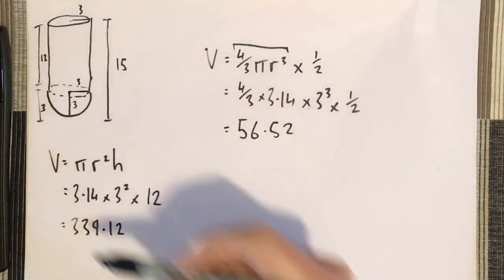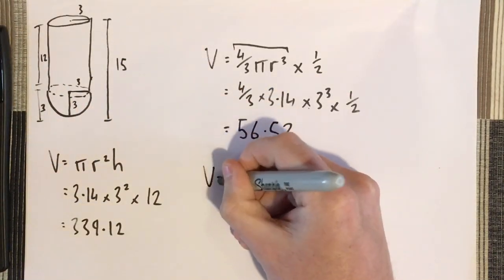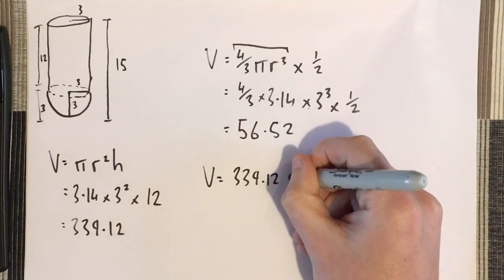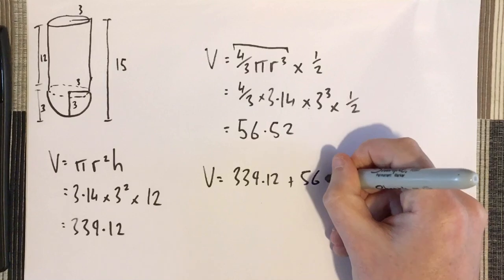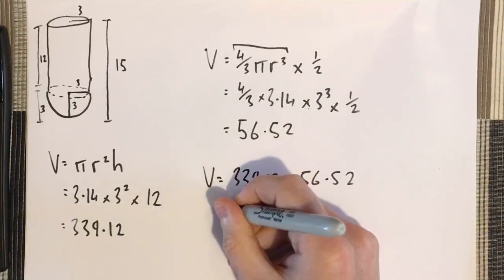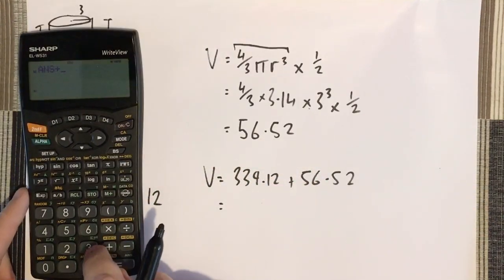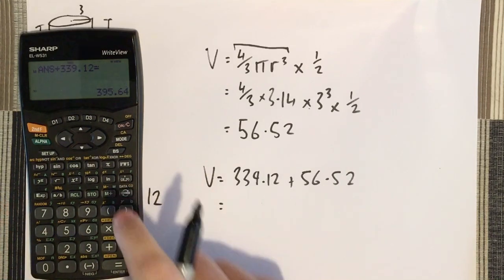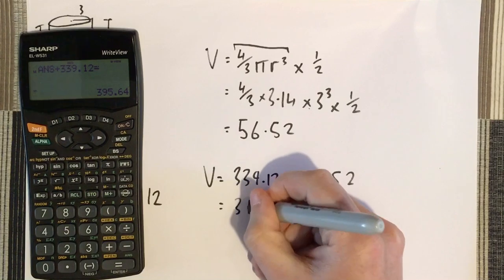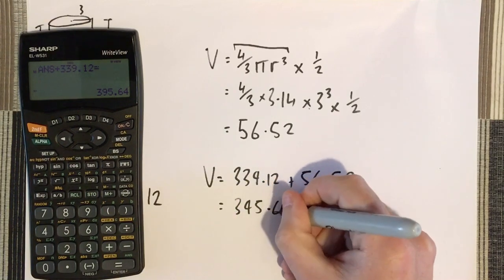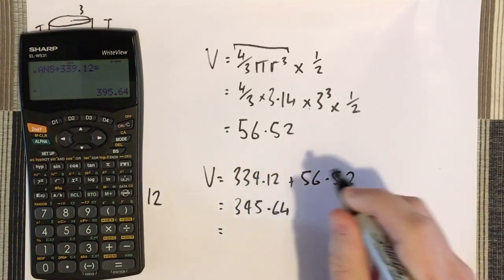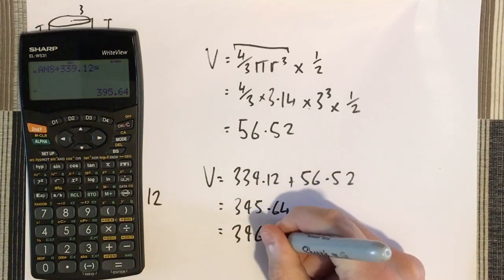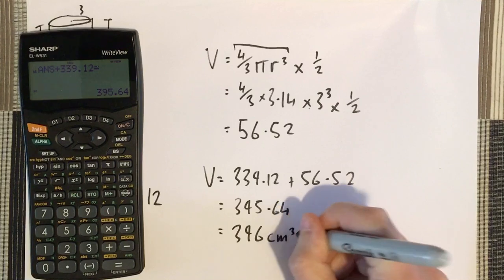The volume of the overall shape then is just the cylinder, 339.12, plus the hemisphere, 56.52. That is 395.64. And rounded to the nearest whole number, that is 396, and it is centimeters cubed.